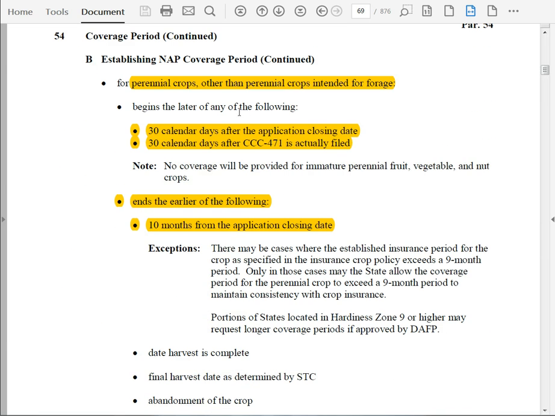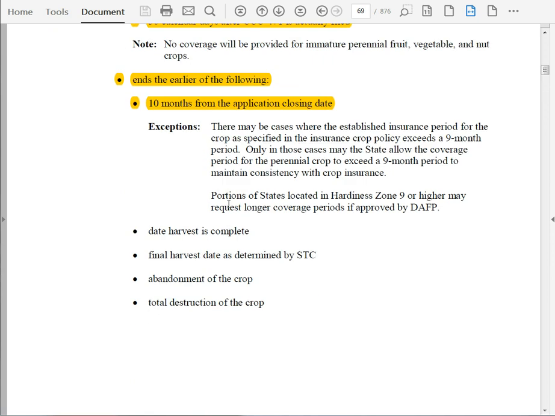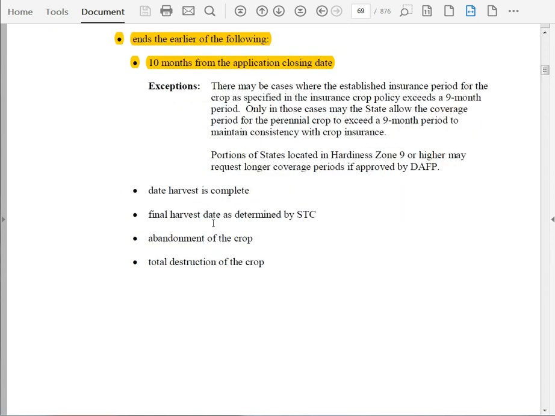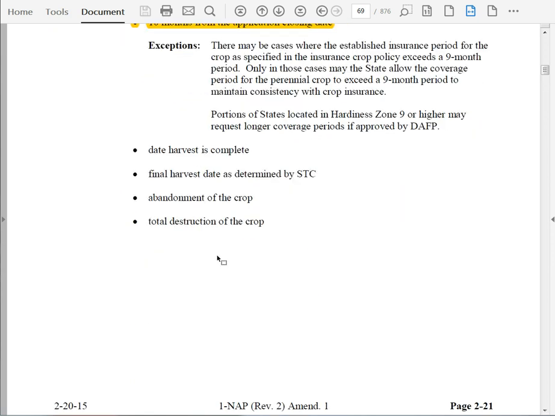For perennial crops other than perennial crops intended for forage, coverage begins the later of the following: 30 days after the application closing date, or 30 days after the 471 is actually filed. And it ends the earlier of the following: 10 months from the application closing date, or the date harvest is complete, final harvest date, abandonment of the crop, or total destruction of the crop.